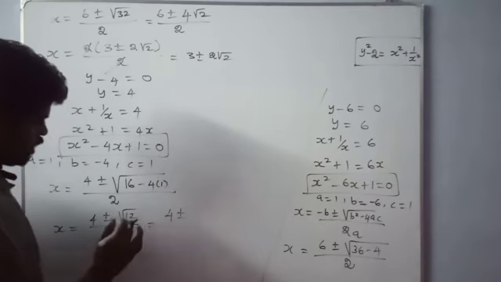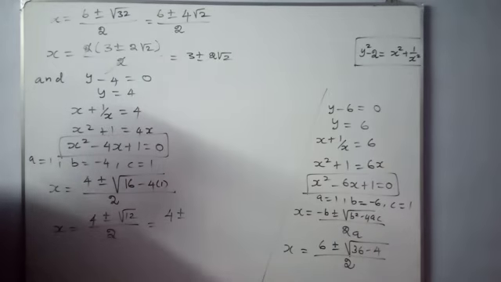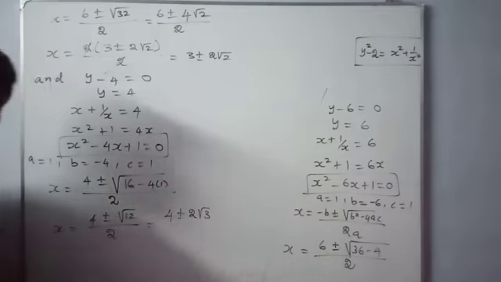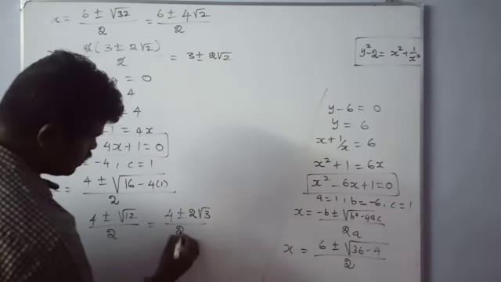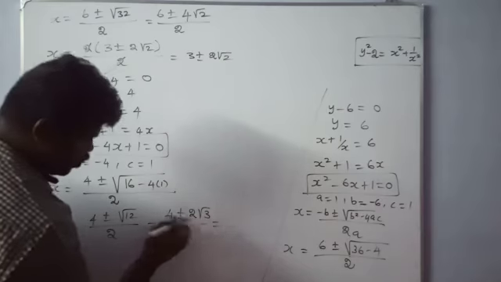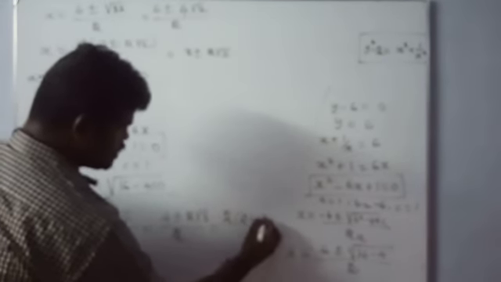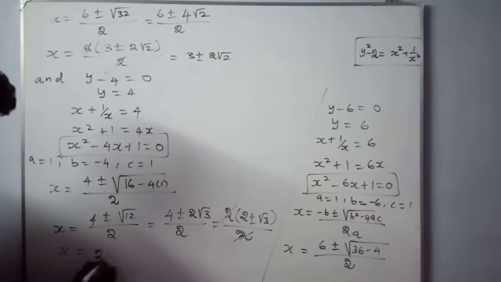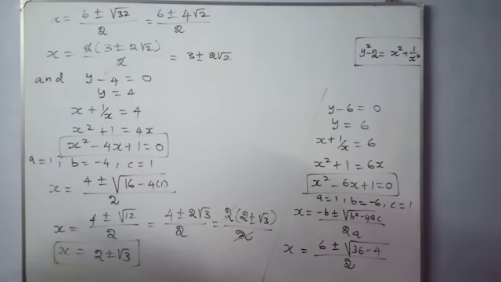And 4 plus or minus, here we want to separate 12 as 4 into 3. Take 4 from the root, the value is 2 root 3 divided by 2. And again take 2 outside, 2 into 2 plus or minus root 3 divided by 2. Multiply these two terms, 4 plus 2 root 3. We have to cancel these 2 and these 2. What is the value? x is equal to 2 plus or minus root 3. There are 2 roots.